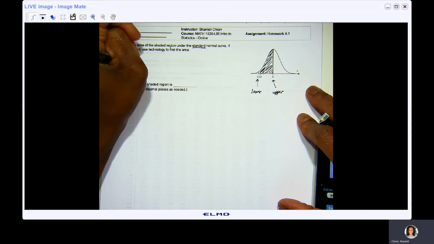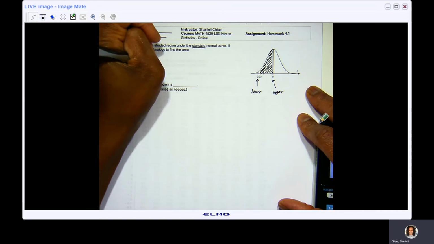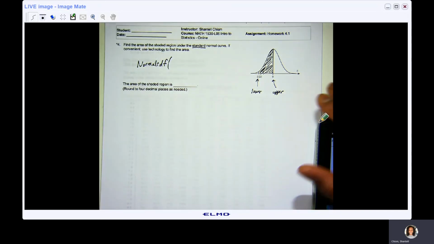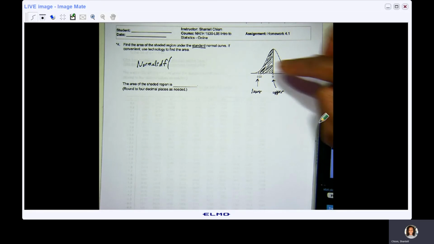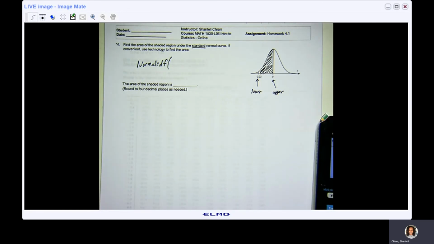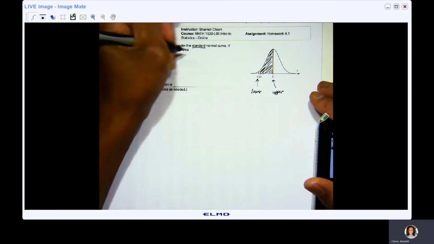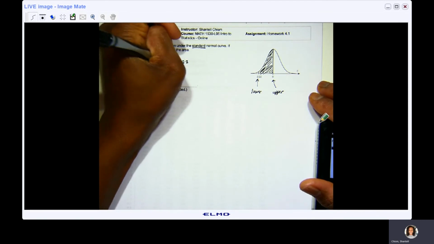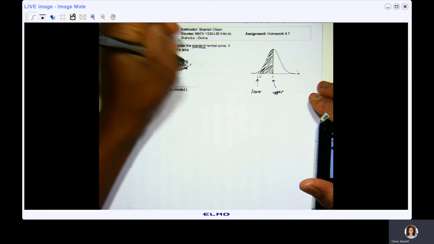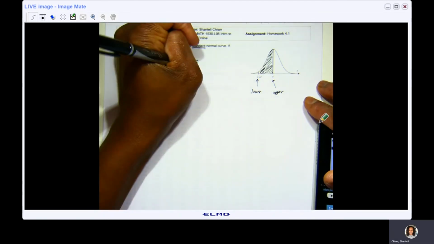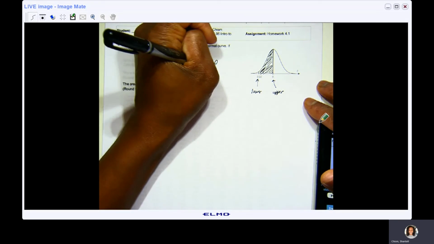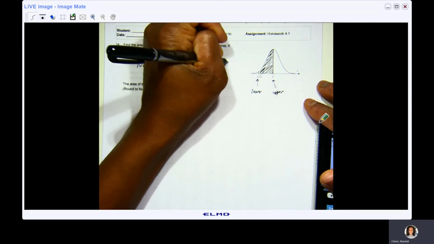So when I use normal CDF here, I don't have to use infinity at all. I won't use negative infinity or positive infinity because it's bounded on both sides by real numbers. So it's bounded on the left by negative 2.22. That's my lower. It's bounded on the right by 0. That's my upper. And then my mean is 0. My deviation is 1.